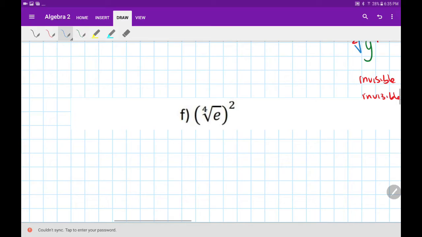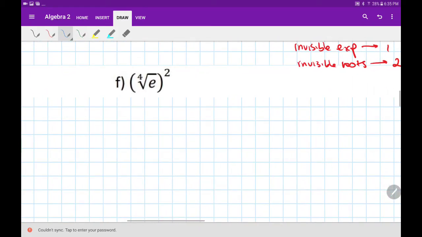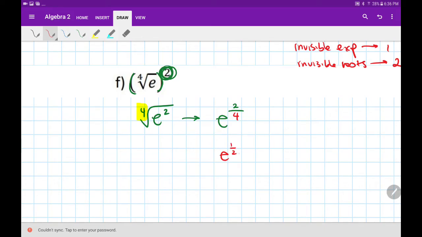Okay, F. Let me clarify right now. It doesn't matter whether their exponent or our power is outside of our parentheses or whether it was inside of our radical. Our power is still our power. So when we rewrite it, it stays in our numerator always, and our root will always come back down to our denominator. Is this our final answer? Simplify it if you can. Our final answer is e to the 1 over 2.